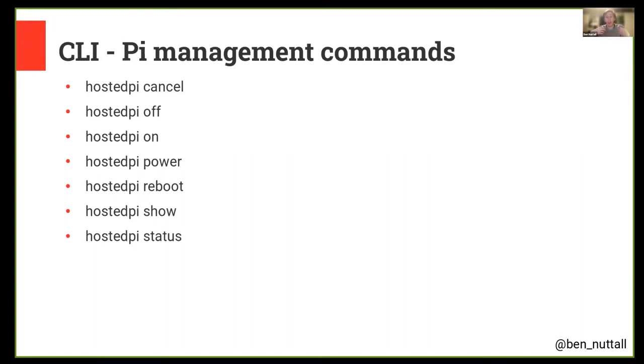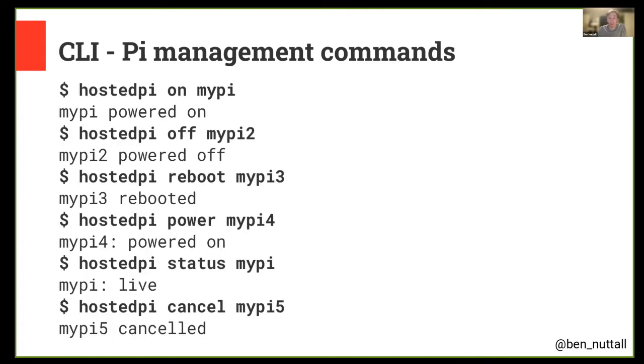So then you've got things like, for a specific Pi, all these are the management controls for the Pi itself. So hosted Pi cancel, you can turn it on and off, cancel the service, check the power status, check the provisioning status, and show it, which is that block of information I showed. And you can reboot, obviously. So hosted Pi on, and then the name of the Pi, hosted Pi off, name of the Pi, reboot. Power will tell you whether it's powered on or not. Status live just means it's finished provisioning and finished installing, and you can cancel the service that way as well.